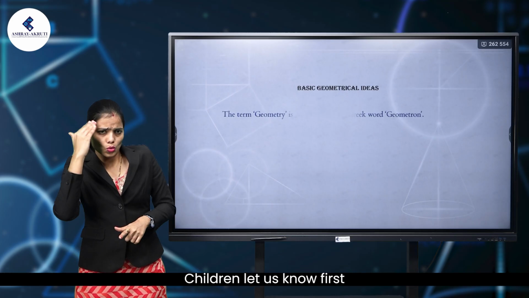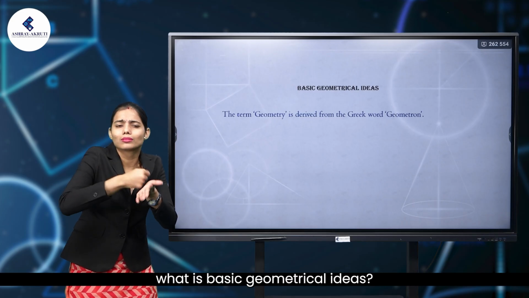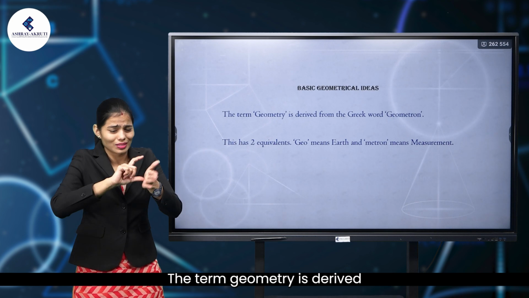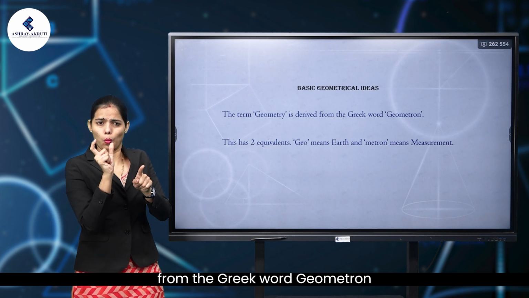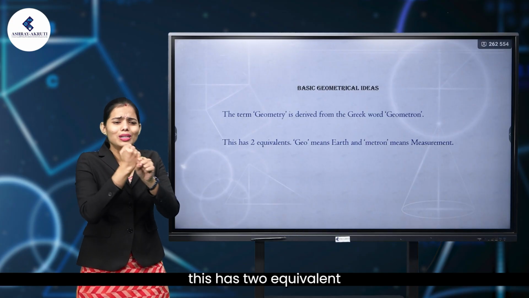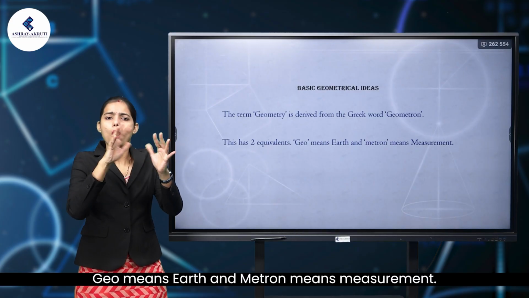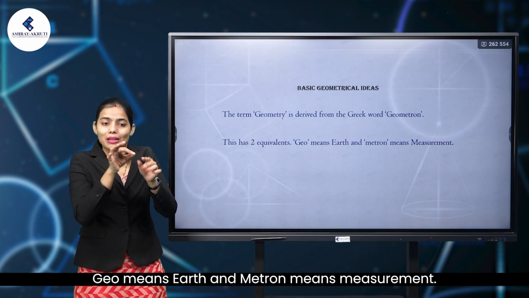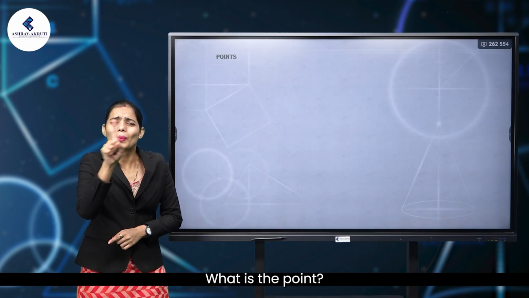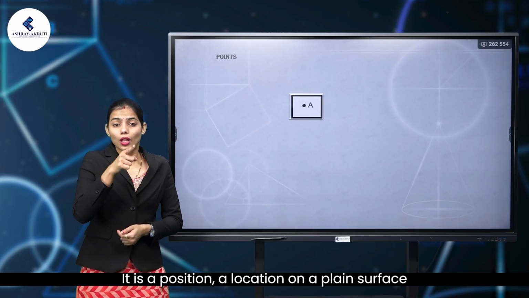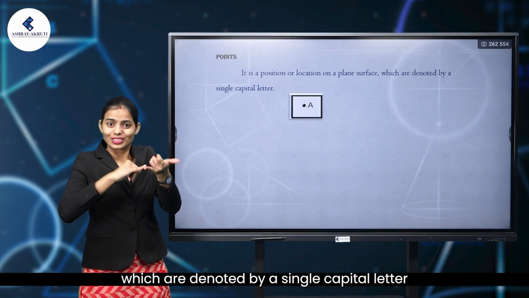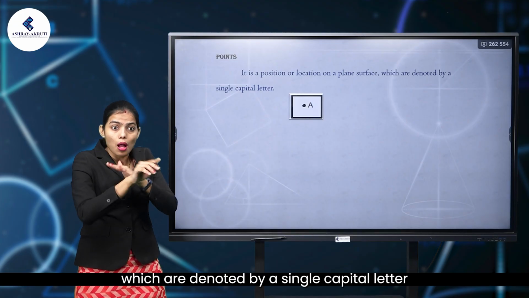Children, let us know first what is basic geometrical ideas. The term geometry is derived from the Greek word geometron. This has two equivalents. Geo means earth and metron means measurement. What is the point? It is a position or location on a plane surface, which is denoted by a single capital letter.